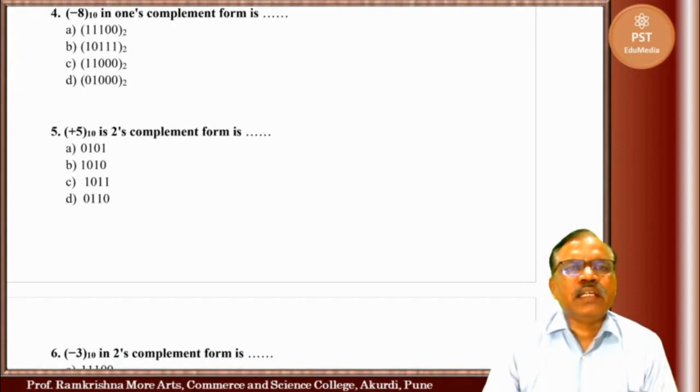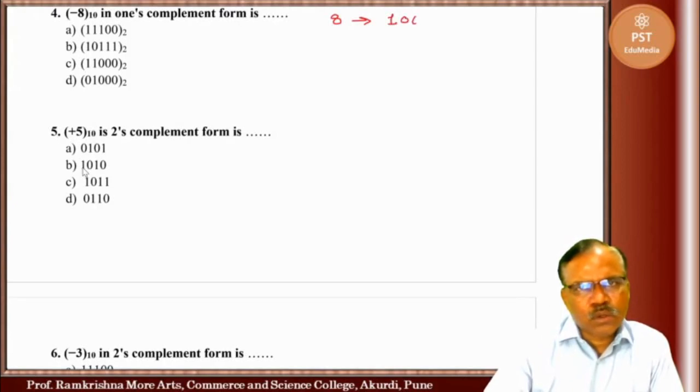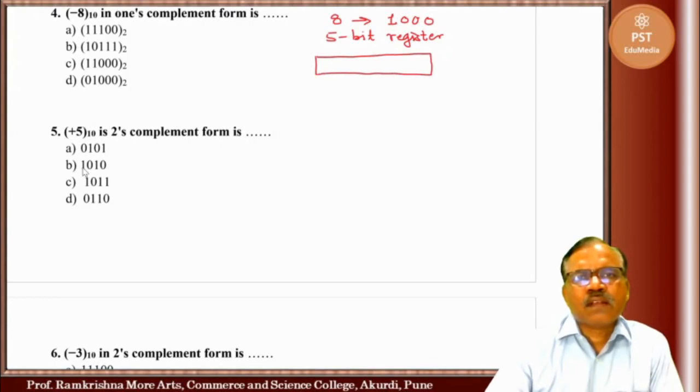Now next one, minus 8 decimal in one's complement form. So if we take 8, we know its binary number. Its binary number is 1 0 0 0. Now we will use a 5-bit register, 1 2 3 4 5. So we have the number 1 0 0 0, and here the sign bit 0 is for plus. So this is plus 8.